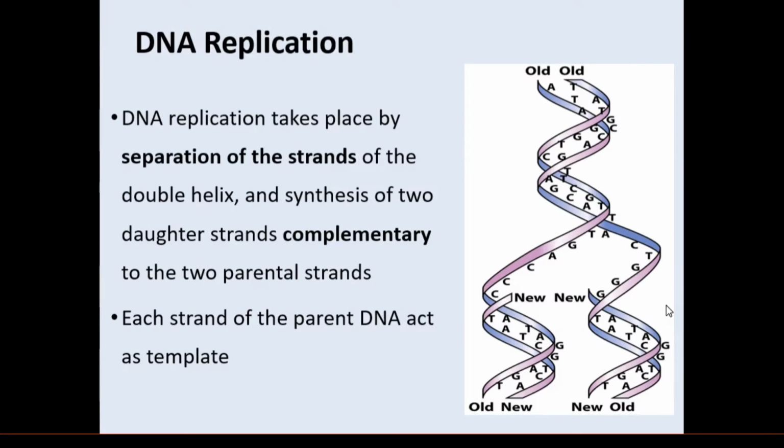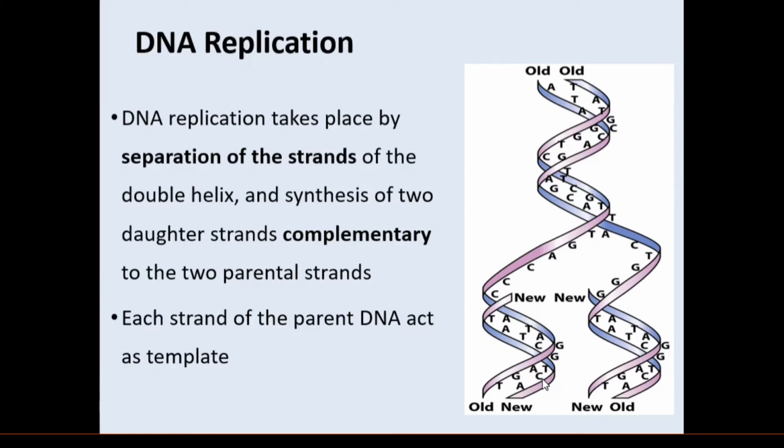DNA replication takes place by the separation of strands of the double helix or duplex and synthesis of two daughter strands complementary to the two parental strands. Each strand of the parent DNA acts as template. Here you see that each strand of the parental DNA serves as template for the new daughter DNA strands.